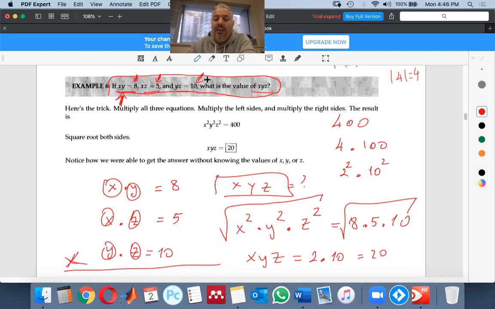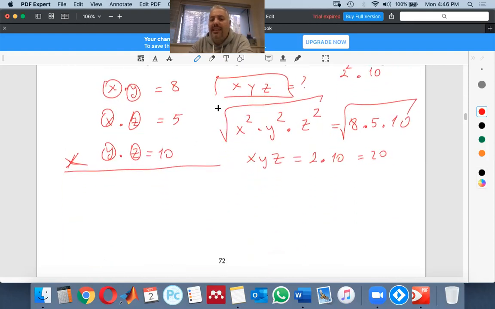Y times Z. Okay. The question: why do we multiply all of them? I just told you. X here, X here, Y here, Y here, Z here, Z here. So X squared, Y squared, Z squared. And the question asks for X, Y, Z. If I take the square root, I get X, Y, Z. Just a little bit of experience.